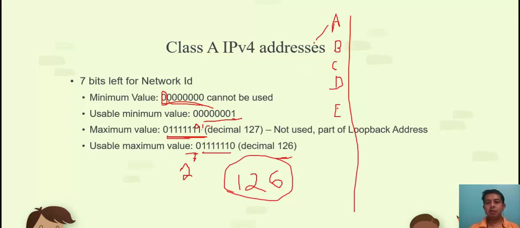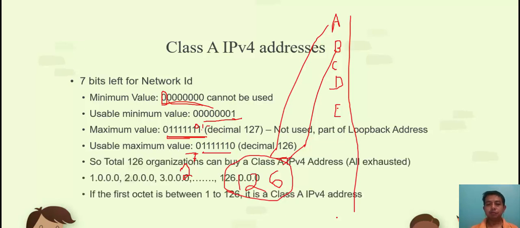So one organization came and bought a class A address, so 125 are left. Another organization came and bought a class A address, so it reduced by one more. Like this, 126 organizations can buy a class A address. You should obviously understand that class A addresses have not been available for a long time, because at that time itself there would have been so many big organizations that bought a class A address. Clear? So class A addresses are not available anymore. Total 126 organizations could buy a class A address.